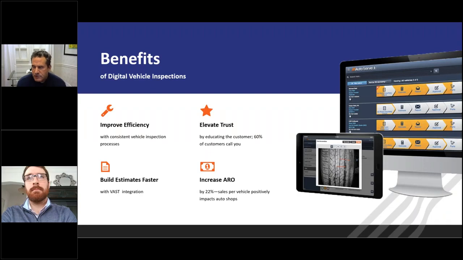So these are the benefits. Improve efficiency, elevate trust, build estimates faster through the integration with VAST, and increase your average repair order. We've been told by customers who have deployed this, because right now today we have several hundred customers that are using the product today, and we have some that are saying that their average repair orders have been increased by 22%. And it's not across the board. We have some that increase maybe 10 to 15%, but if you can increase by even 3 or 4%, it's going to at least pay for itself.